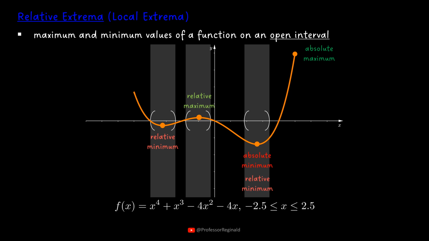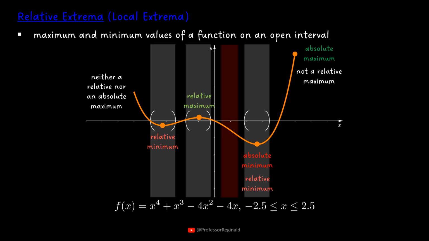The left endpoint is neither a relative nor an absolute maximum, and the right endpoint is not a relative maximum because they are both at the endpoints of the domain, and they cannot be contained inside an open interval. Not every open interval in the domain contains a relative extremum. Suppose we choose this open interval. Because an open interval does not include its endpoints, then this open interval does not have relative extrema.